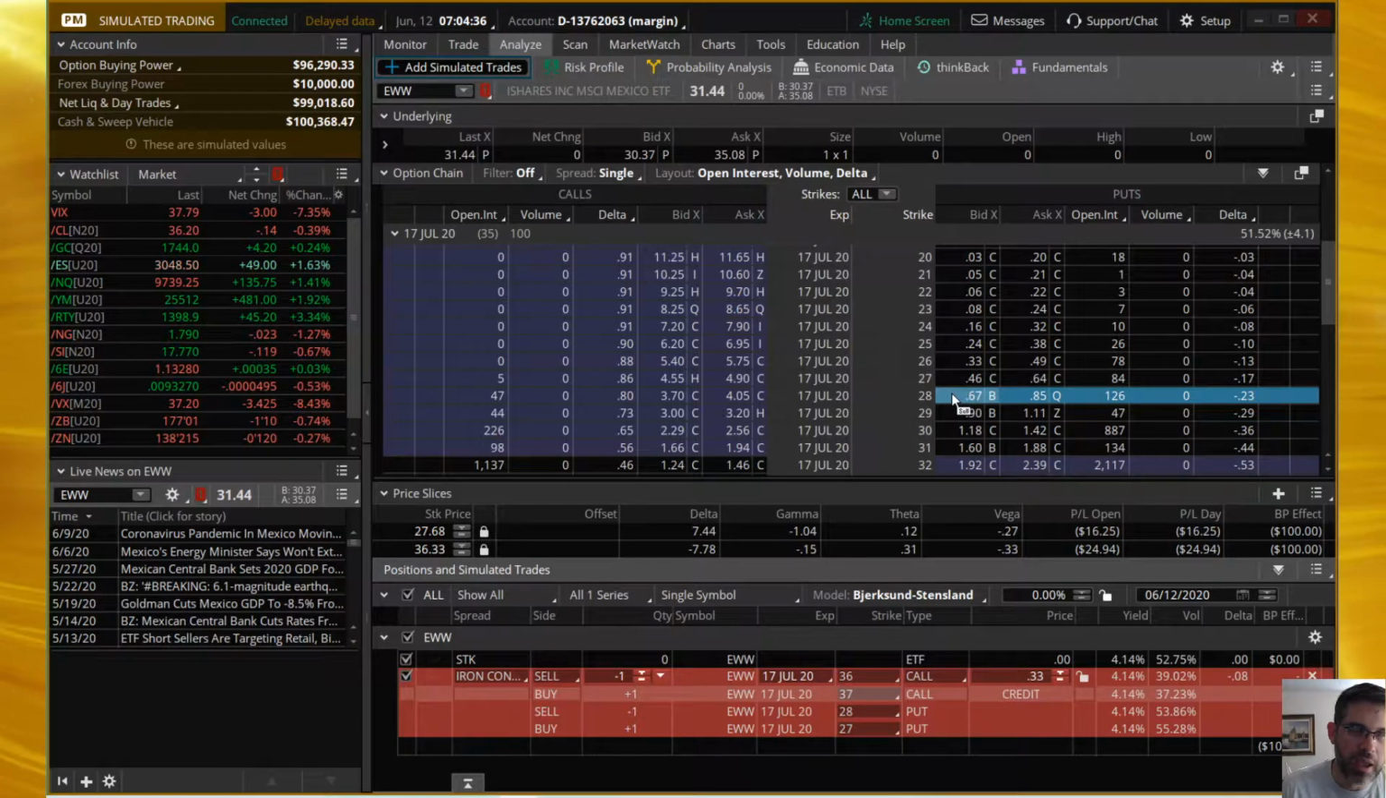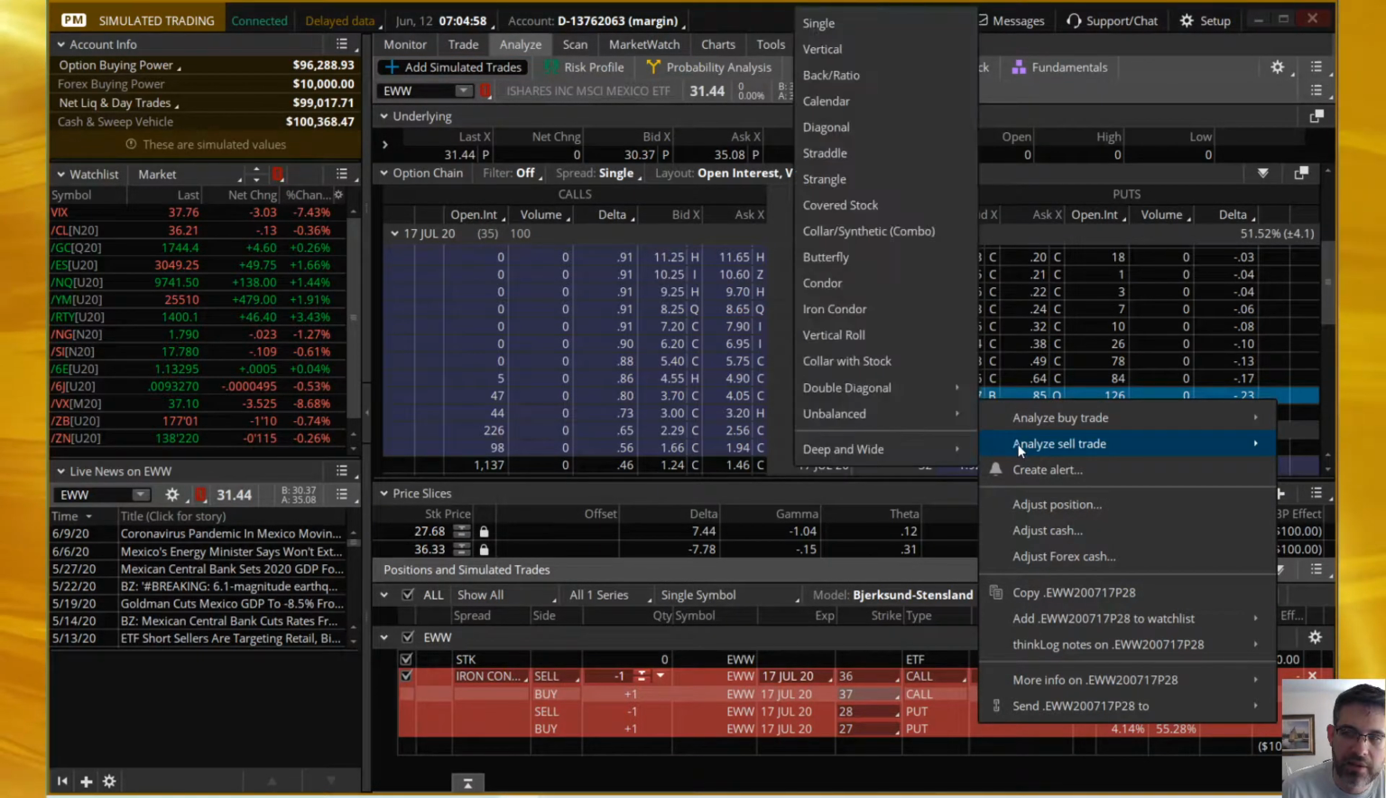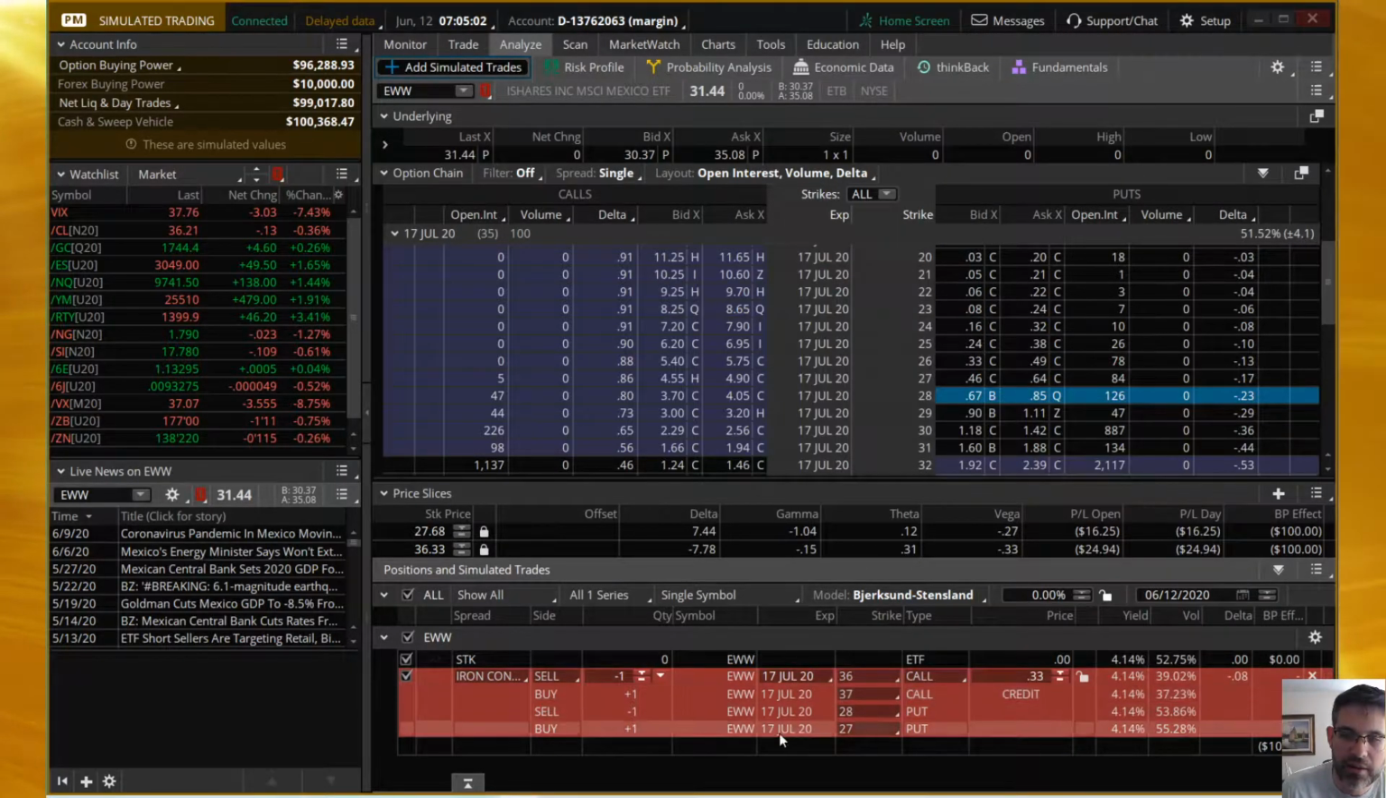Tasty Trade espouses the idea of trading small and trading often. Well, we are certainly going to trade small today. It is a dollar wide iron condor today. So you want to head on down. You can start wherever you want, puts or calls. I like to start with the puts. So over here at the 28 strike price put, you can right click and choose Analyze Sell and go to Iron Condor. Now, I've done that already and it's down here.